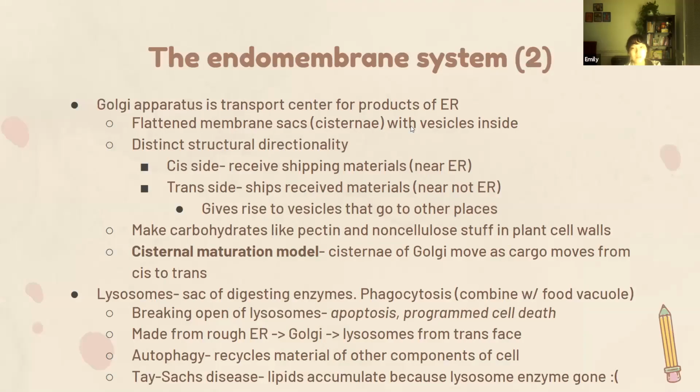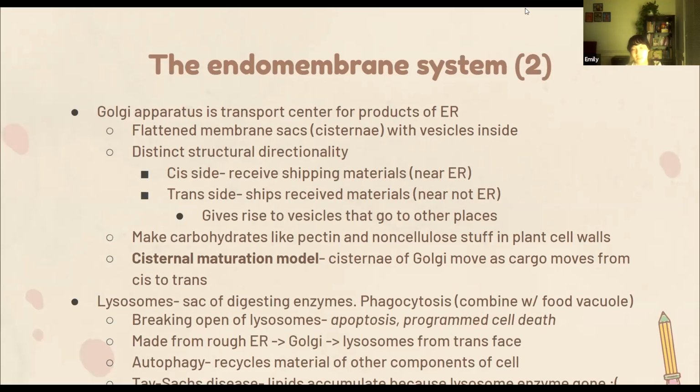Okay, so part 2 of the endomembrane system. Let's say you have something that was made in the nucleus, and then it went through the ER. The next stop is the Golgi apparatus. It's basically like a shipping dock for the products from the ER.